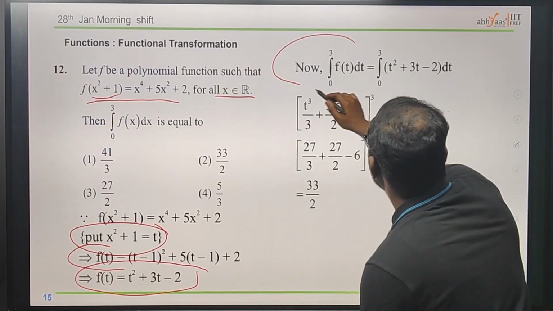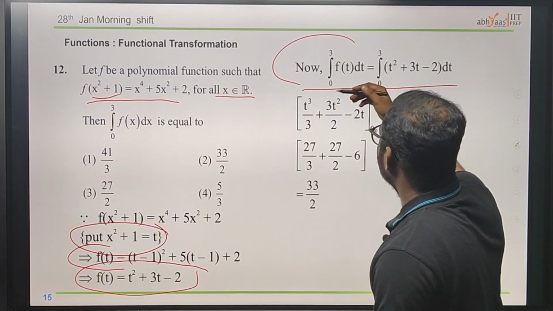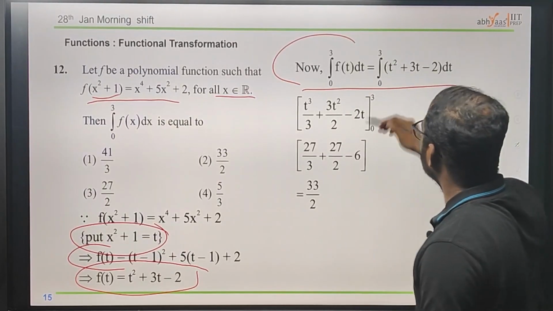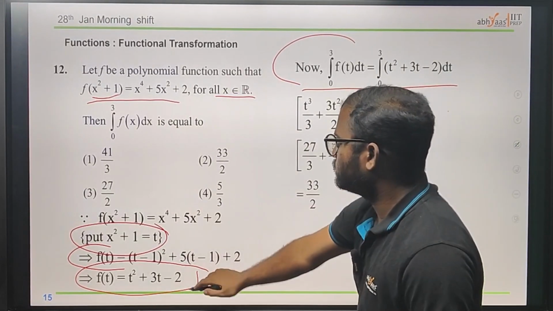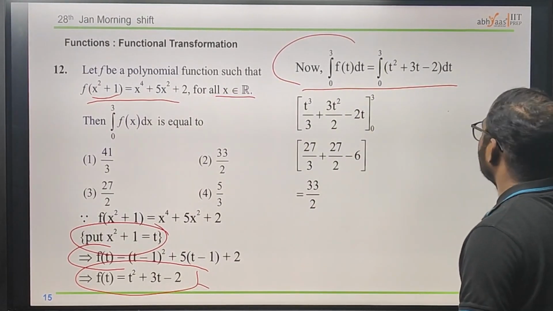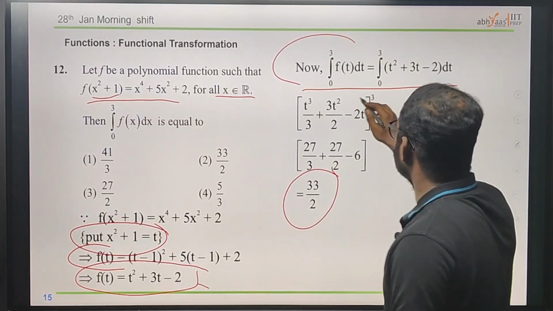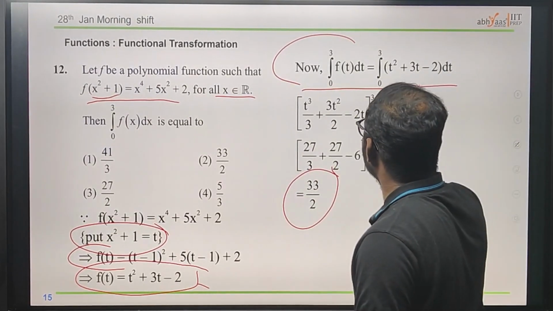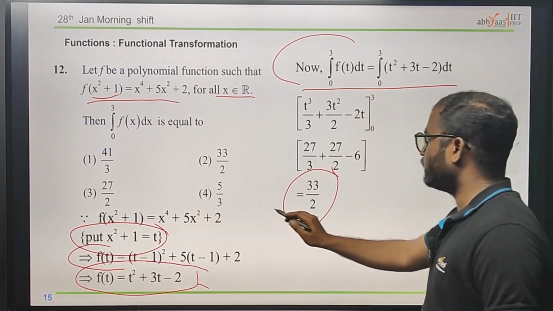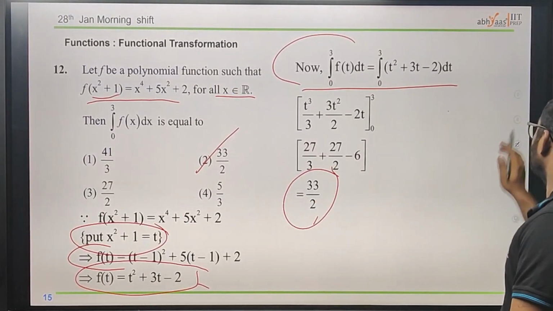Next, for the normal part, from 0 to 3 you can easily substitute this quadratic. We can easily find the answer by integrating this and putting the limits. We will get 33 by 2. That's how we got this situation.